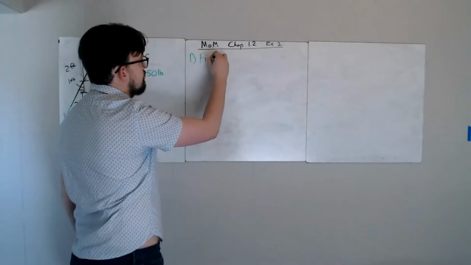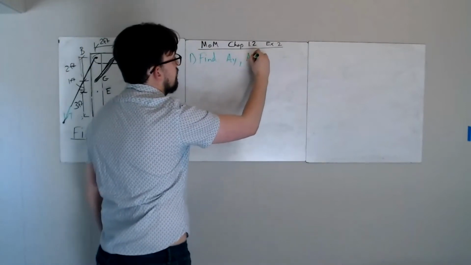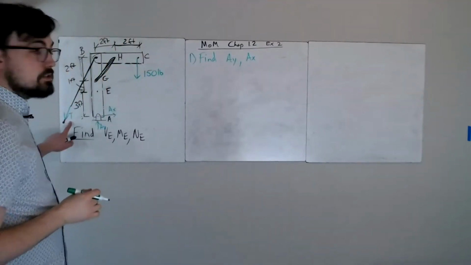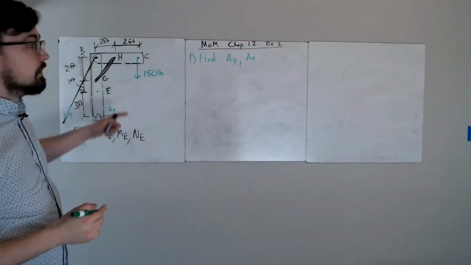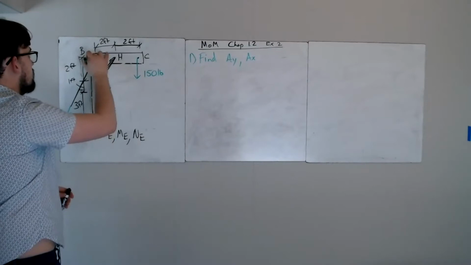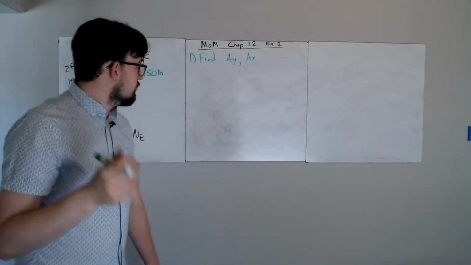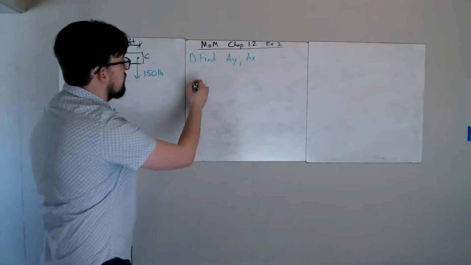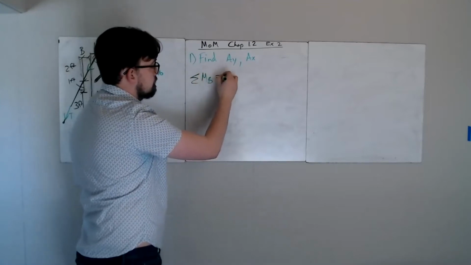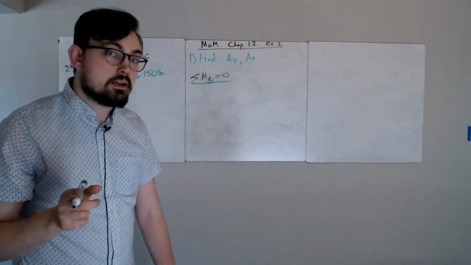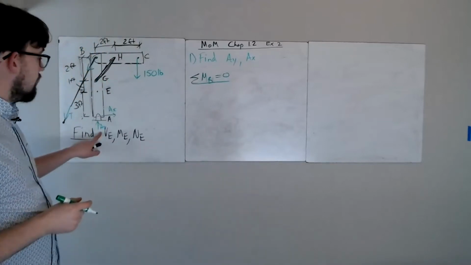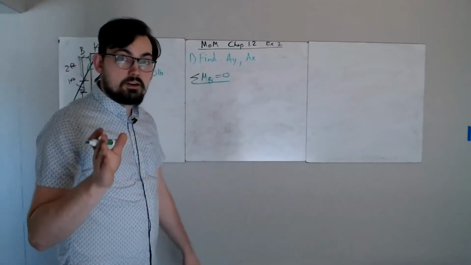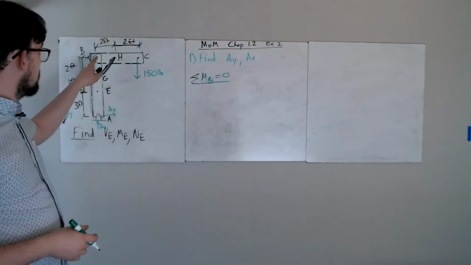Find AY and AX. I'm going to put my focus there, and I'm going to tell you why in just a second. If I'm looking at this, I can move this tension all the way up here, using that property of transmissibility. Why is that? If I do a moment about B, this is a clever way to do this because AY's line of action goes right through B. The other advantage is that the tension's line of action also goes through B.